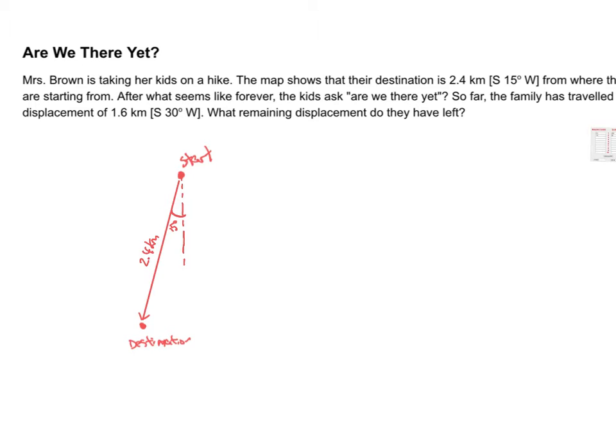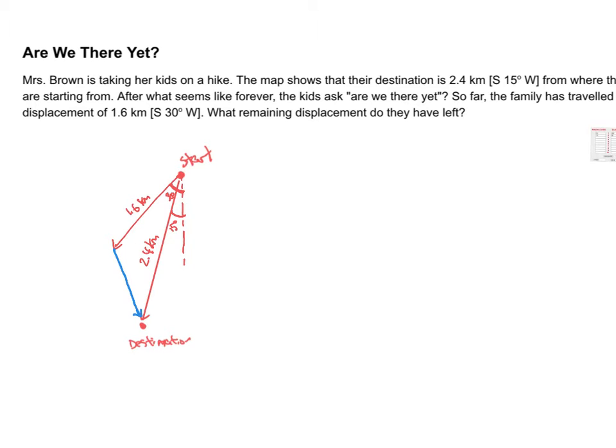Okay, so how far have they gotten so far? 1.6 kilometers south, 30 degrees west. So perhaps a line such as that, 1.6 kilometers, and south 30 degrees west. So this entire angle is 30 degrees. So what we have to find out is what's left, what remaining displacement do they have? That would be represented by this blue arrow here. That's where they have left to go.